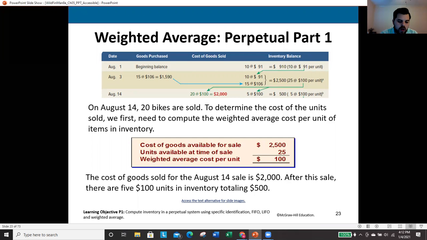On August the 3rd, we had 10 units at $91 plus 15 units at $106. This gives us $2,500 for a total of 25 units, which of course gives us an average rate of $100 per unit. You'll notice now on the next row, August the 14th, we don't pull through our layers, we're simply pulling through our average. So we see that coming down. So we sold 20 units at 100, so we pull that through, and we had 5 units left at $100, and that's it. So it's a little bit more clean because you get rid of a lot of these layers. Now, to determine the cost, of course, we see what we just did.